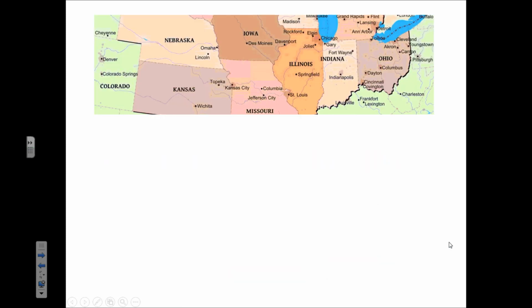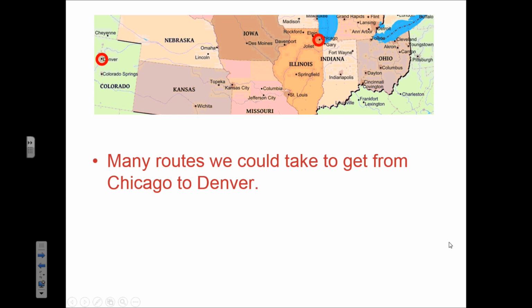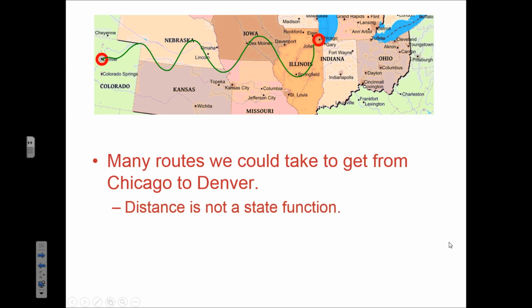Now, an analogy of what a state function is and how this would work. So here's a map of the Midwest. Let's say we were going from Chicago to Denver. Now, there are many routes by which we could move from Chicago to Denver. We could literally go all over the place to get from point A to point B. So it does make a difference in terms of the total distance traveled, what route we take. So distance is not a state function.